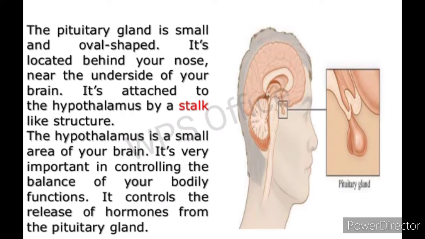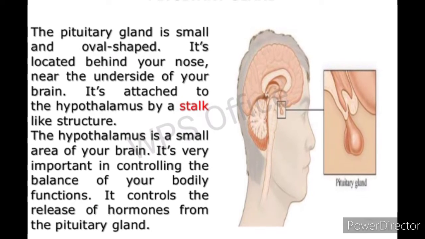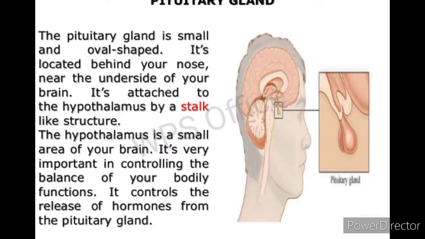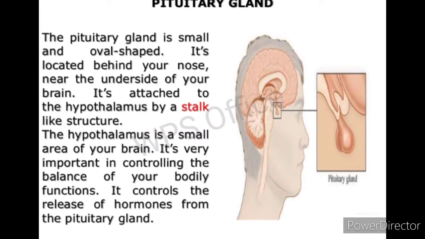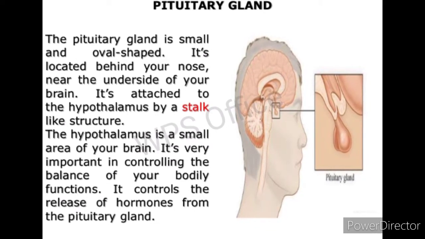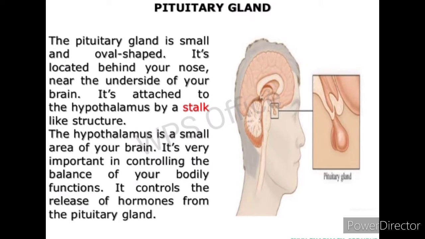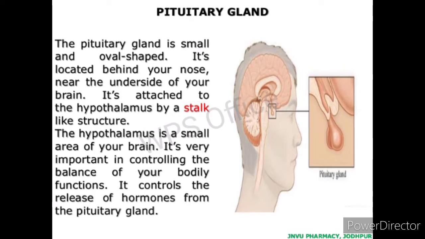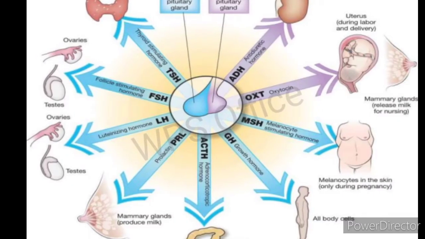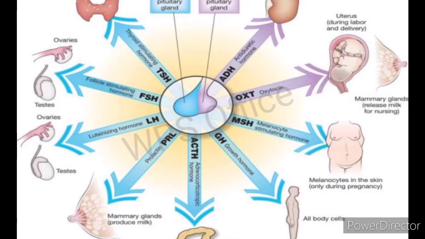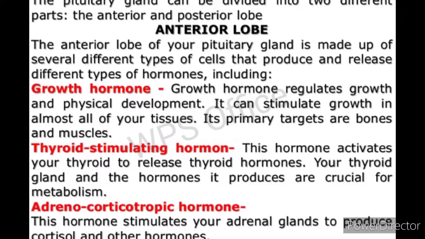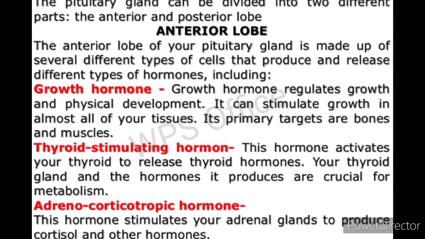The pituitary gland is small and oval shaped, located behind the nose near the underside of your brain. It is attached to the hypothalamus by a stalk-like structure. The pituitary gland is divided into anterior and posterior pituitary gland. We have already discussed which hormones are under the anterior and which are under the posterior. So let's see now the anterior lobe.